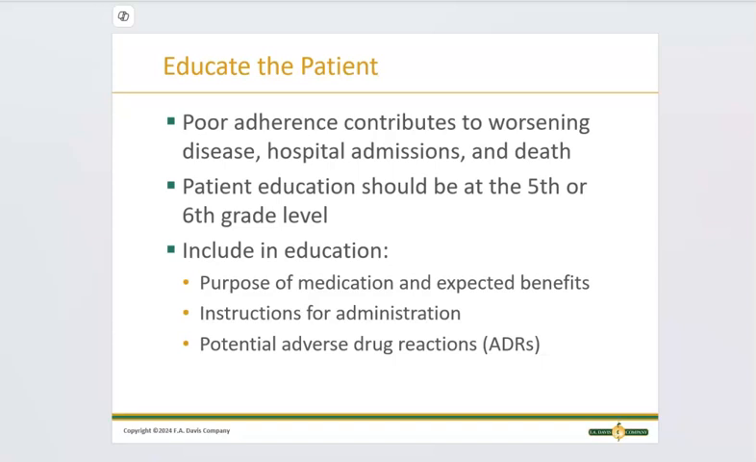Education of the patient cannot be undermined. Poor adherence contributes to worsening disease, hospital admissions, and death. Again, we talked about you're pretty safe if you gear your patient education to the 5th or 6th grade level. In your education, you have to include the purpose of the medicine and what we expect to get out of it, how they are going to take it, and what the potential adverse drug reactions are and what to expect.